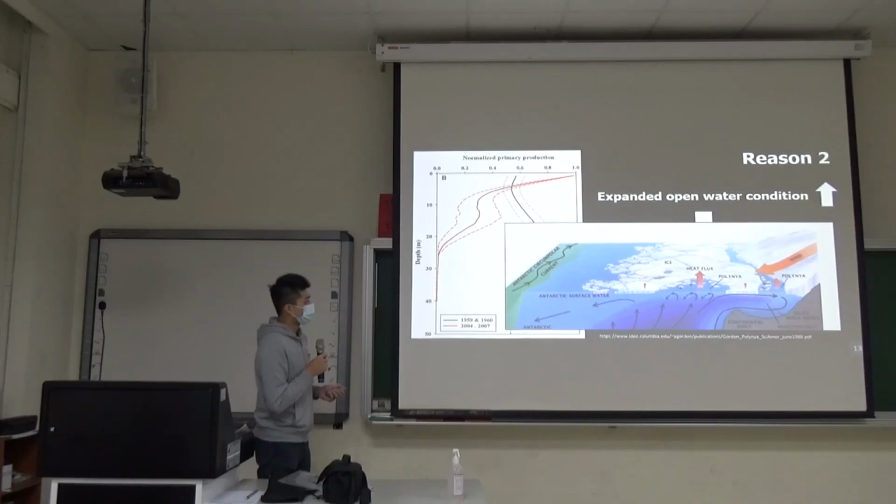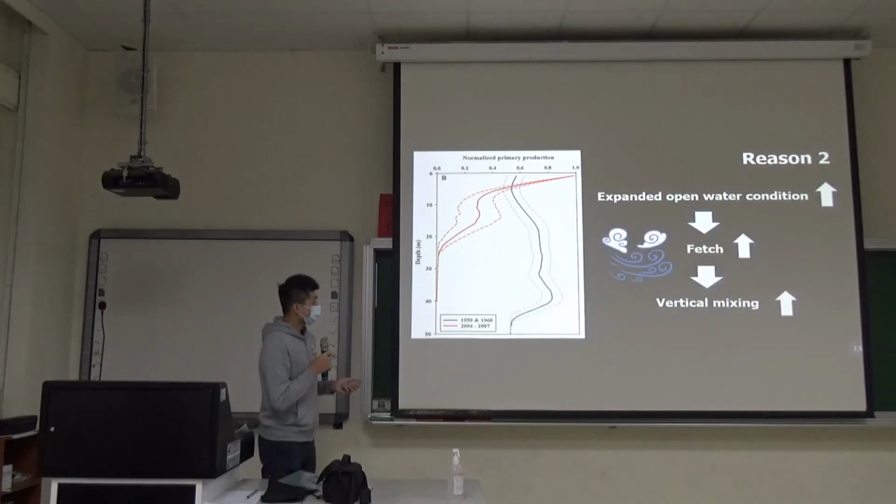The second one is the expanding open water conditions. And you can see here, if the place is surrounded by the ice, they are not open water. Open water is in this part. So as this condition gets more and more, the fetch will get larger and larger. The fetch means the ocean will be influenced by the wind. And due to some mechanism, they will cause more and more vertical mixing and will bring the nutrient to the surface.